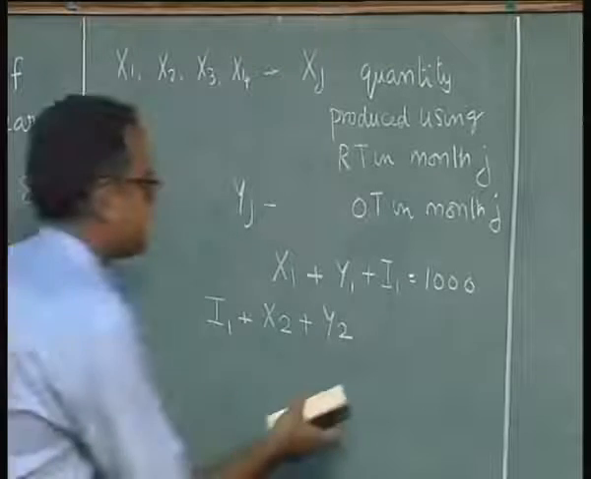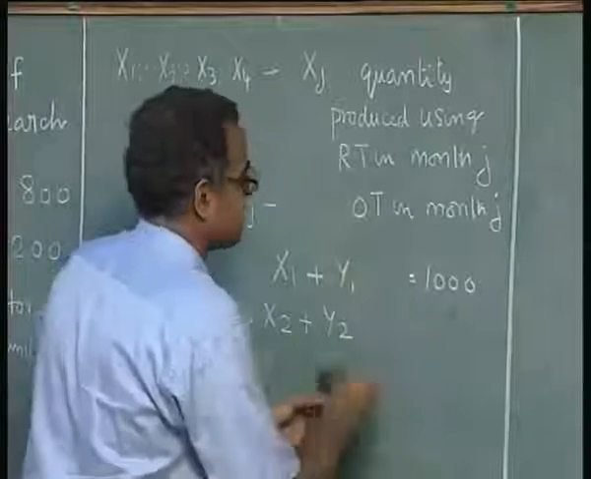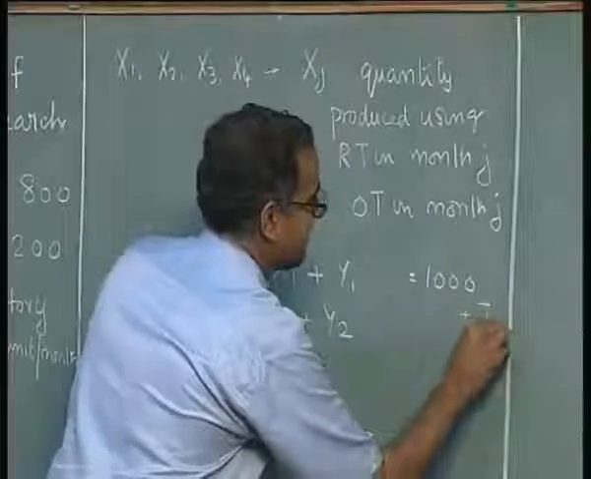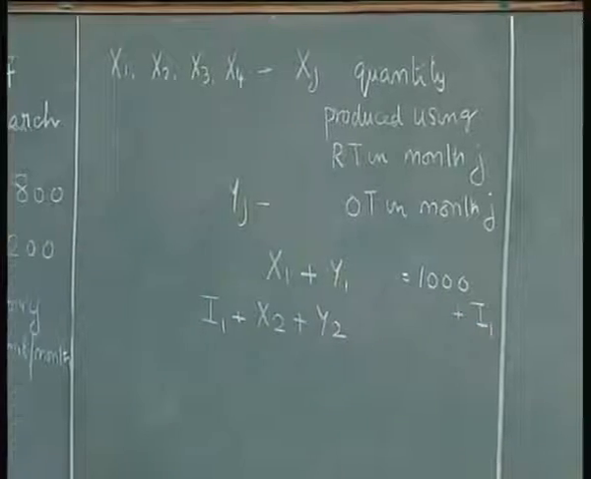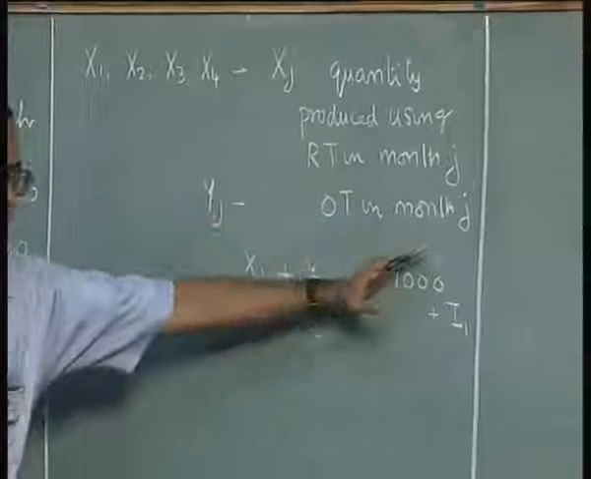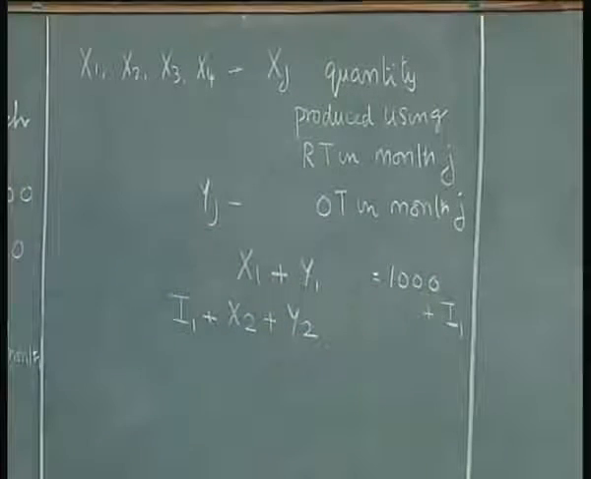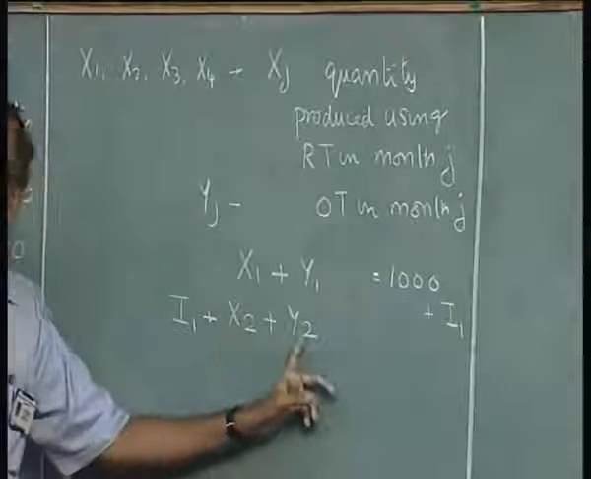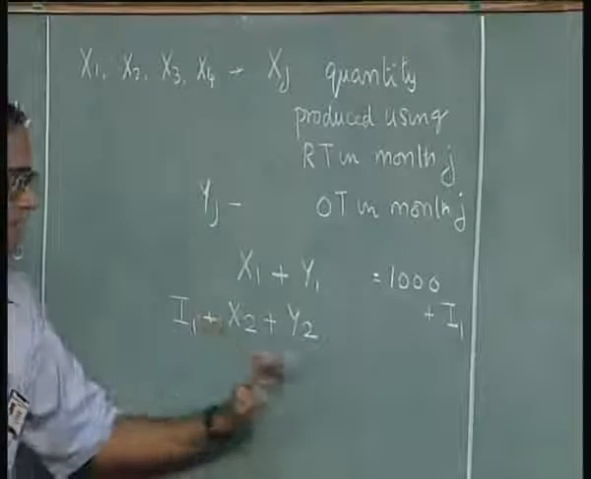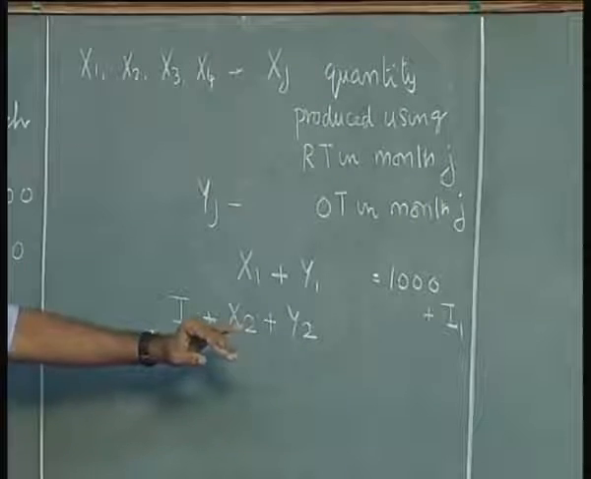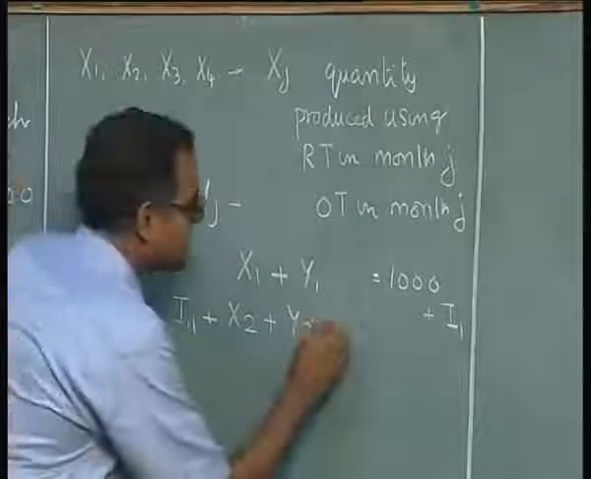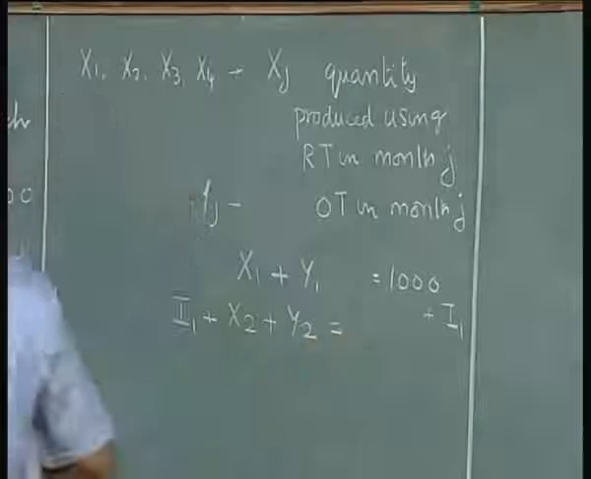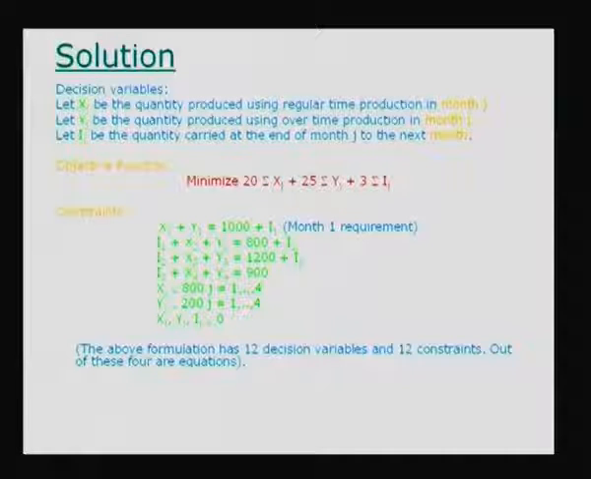Okay, I am sorry. So, x1 plus y1 is 1000 plus I1. So, the balance that is carried, x1 plus y1 minus 1000, is carried, so that is I1. So, we begin with I1, we produce x2 by regular time in the second month and y2 by overtime in the second month, and that has to be equal to the second month's demand of 800 plus what we carry at the end of the second month into the third month.